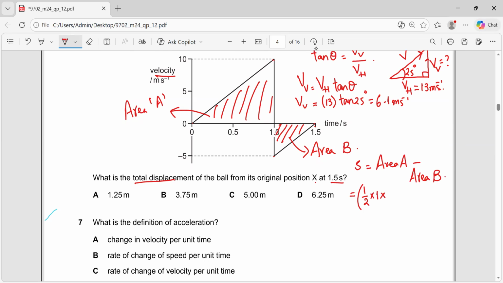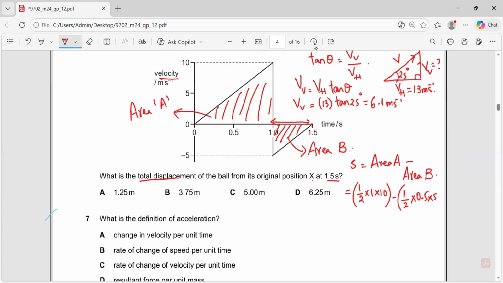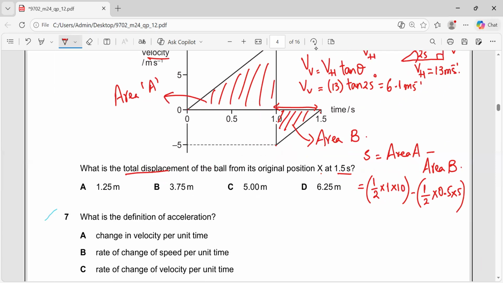1. And how much is the height? 10. Minus, what is area B? Half, how much is the base? 1.0.5. Okay, this is the base 0.5. And how much is the height? Again it will be 5. Height is how much? Again it will be 5.